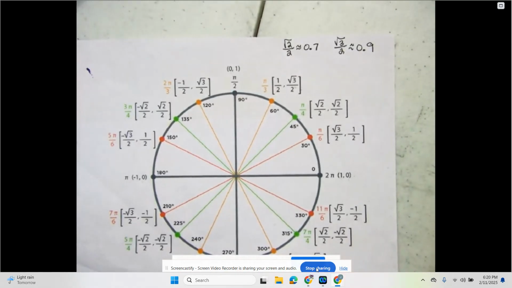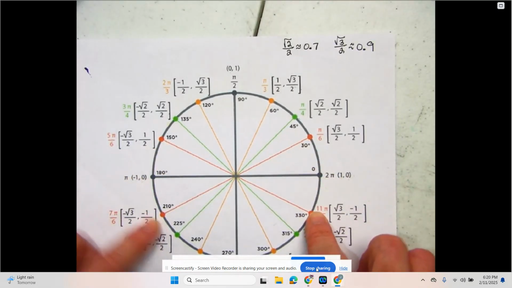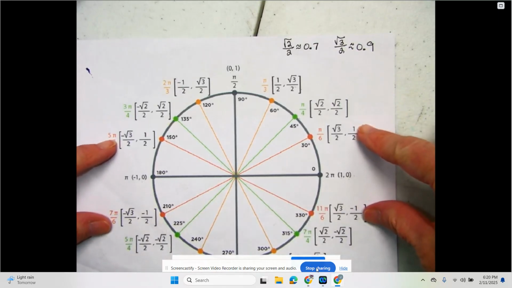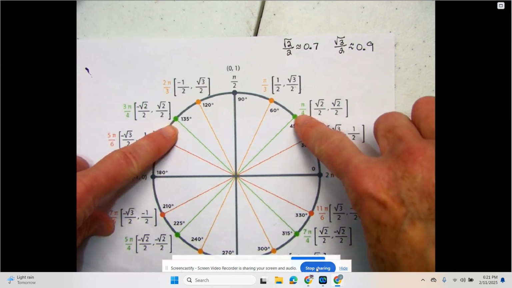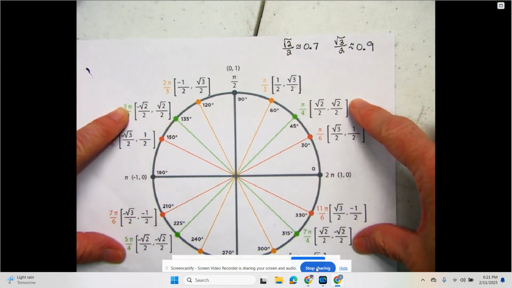So look, 30 degrees up, 30 degrees down. They all have the same coordinate, square root of 3 over 2 and 1/2. 45 degrees up, 45 degrees down. They all have the same coordinate, square root of 2 over 2, square root of 2 over 2. The difference is the sign.